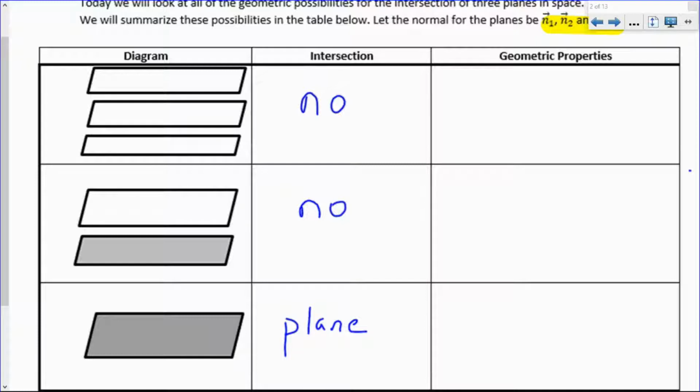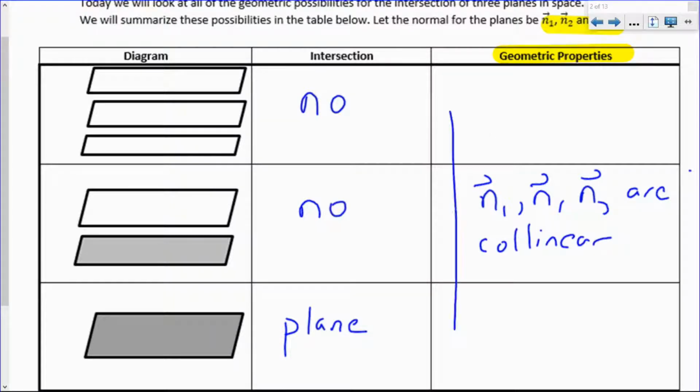Now, all three of these diagrams have some geometric properties that are the same. Notice that in all three cases, n1, n2, and n3 are collinear. So those are the normals. Remember that the normal to a plane is a vector that is perpendicular to that plane. And that normal completely describes the direction of the plane. And so in all these examples, those normals are collinear.